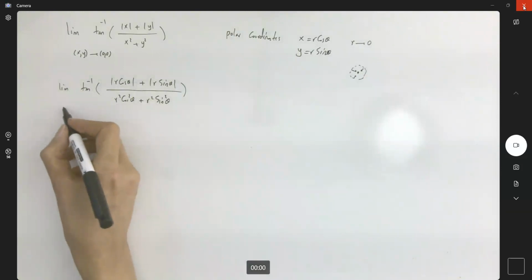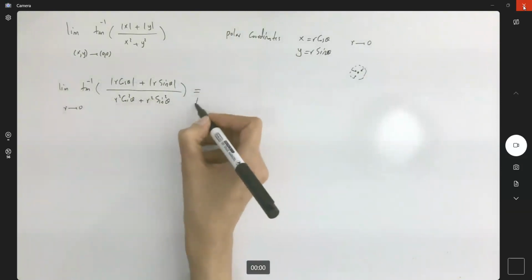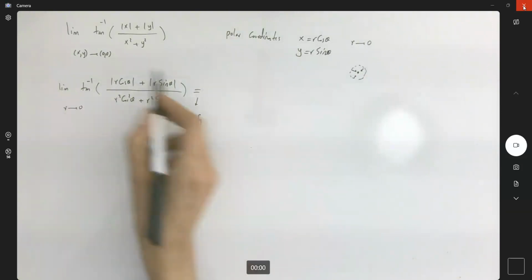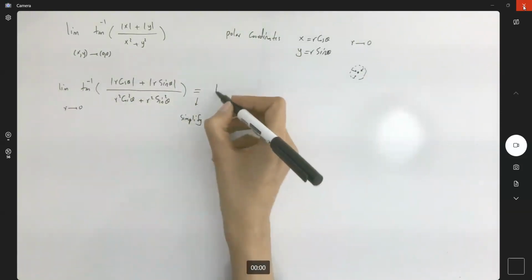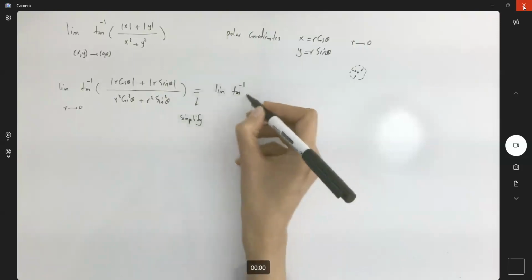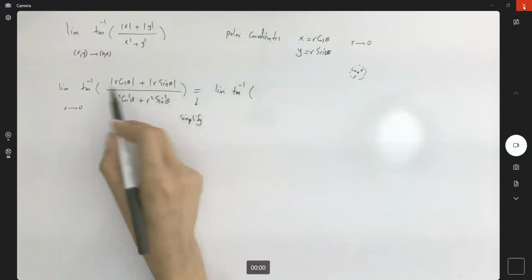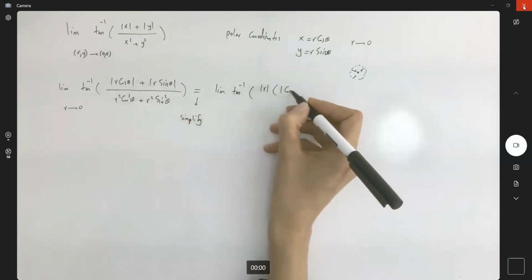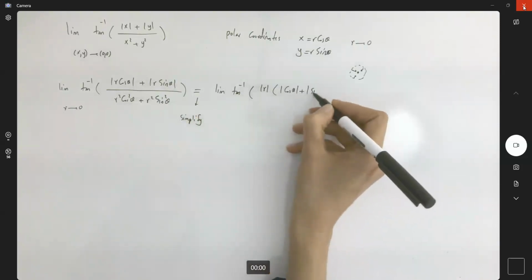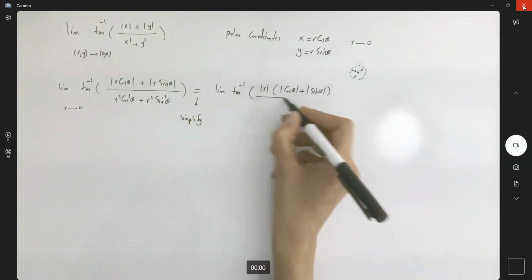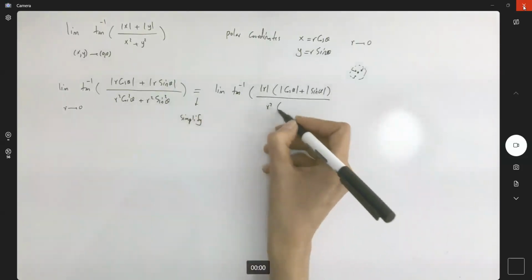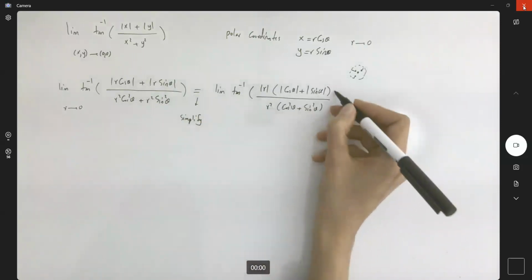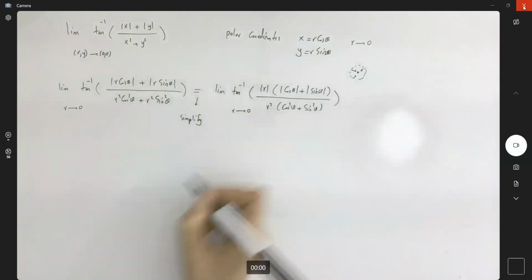Now let's just simplify, all right? Simplify as much as you can because we want to analyze this limit. We get the limit of inverse tangent of, you can here factor out absolute value of r. You end up with absolute value of cosine theta plus absolute value of sine theta divided by r squared cosine squared of theta plus sine squared of theta as r goes to 0.